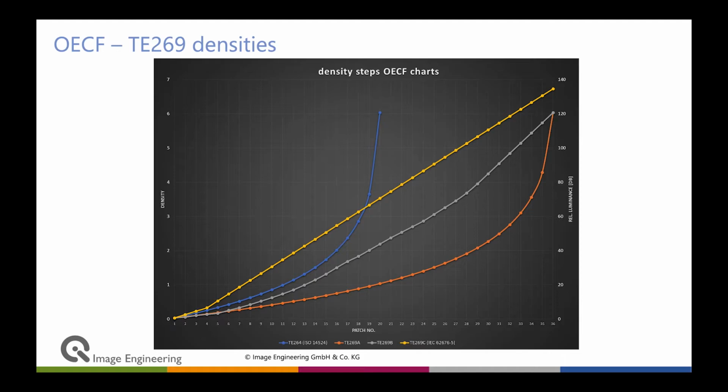So your dynamic range measurement might be influenced by that or less accurate. So it might not be the best choice for that. Which is the TE269B or C, where we have 36 patches. And then we have made sure that you have enough patches to do a proper measurement.